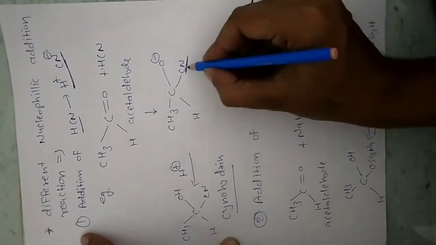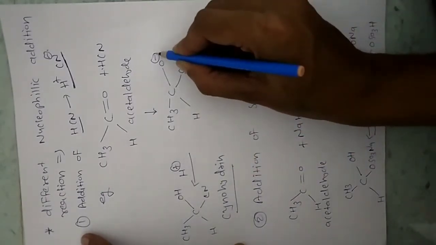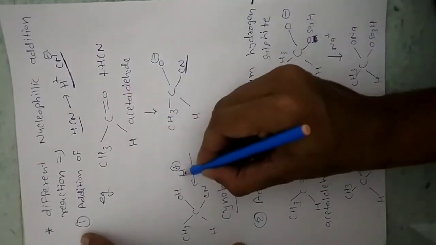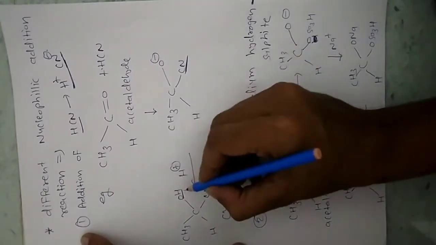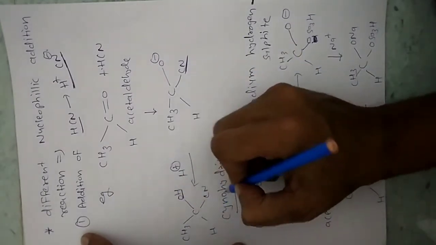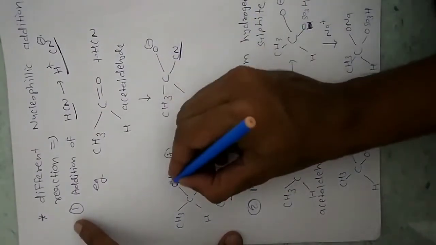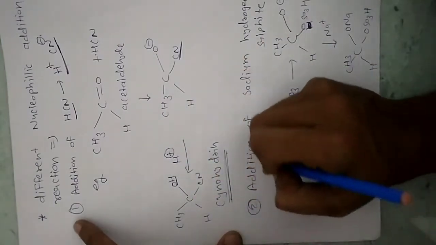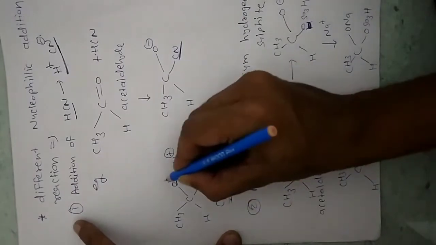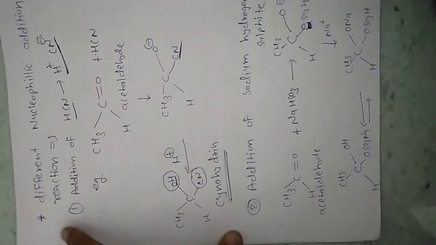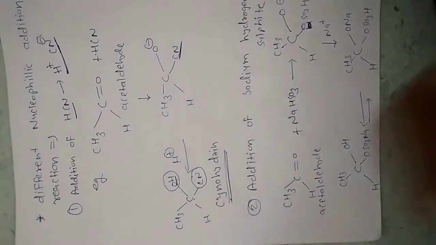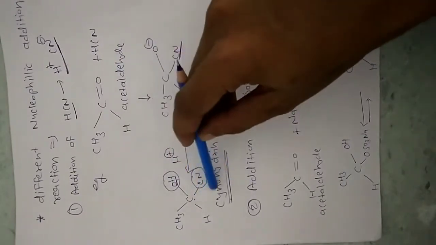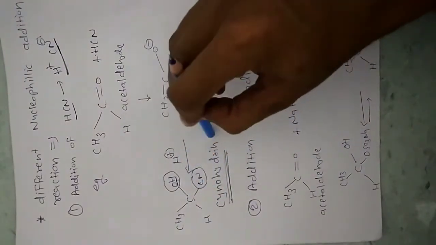You can see here, it attacks on carbon, making oxygen a negative ion. In the next step, H plus is remaining, so H plus will add on oxygen, and we get an OH group here. Now this product is called cyanohydrin. What is cyanohydrin? If a cyanide group and an OH group, alcohol group, are on the same carbon, the product is called cyanohydrin.